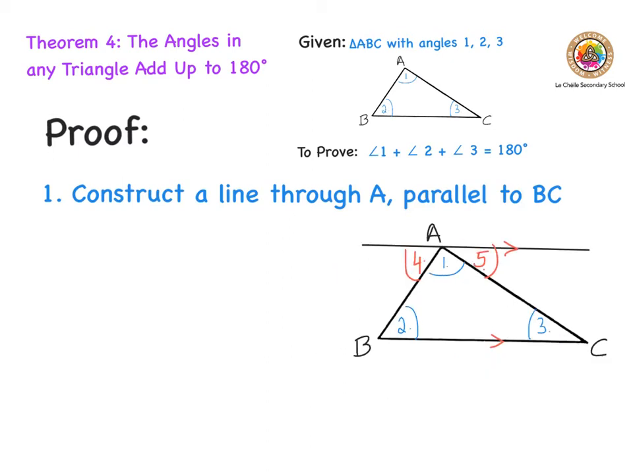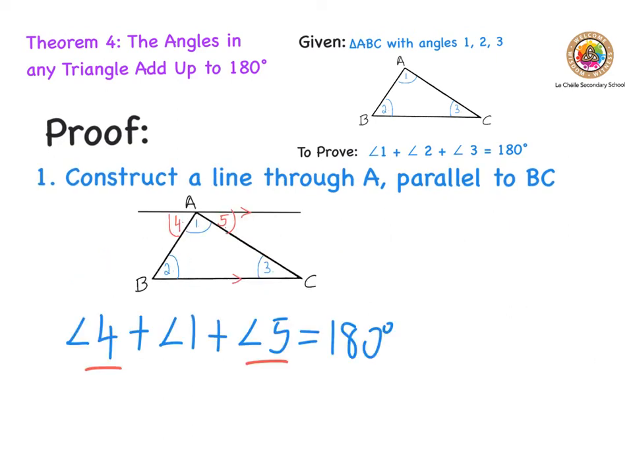So here we have angle 4 plus angle 1 plus angle 5. Well, that's equal to 180 degrees. So what I've just written down here, well, that's a statement. Every time we write a statement, we must say the reason why that's true. And so in this case, this statement is true that angle 4 plus angle 1 plus angle 5 is equal to 180 degrees. Why? Because there's a straight angle. So we need to write that in brackets.